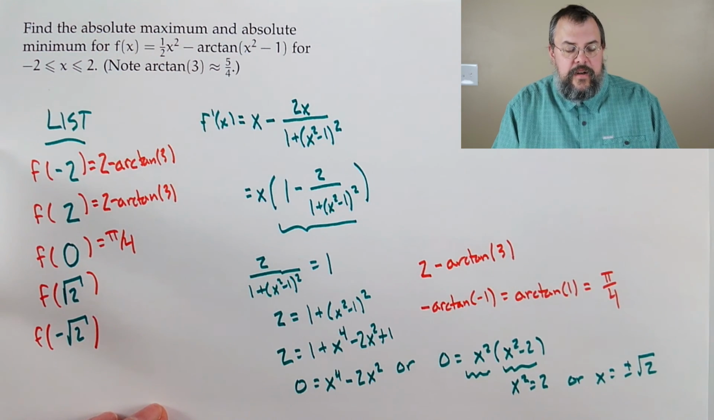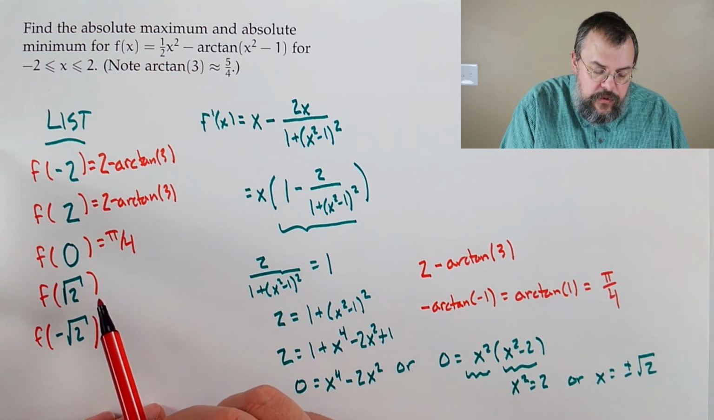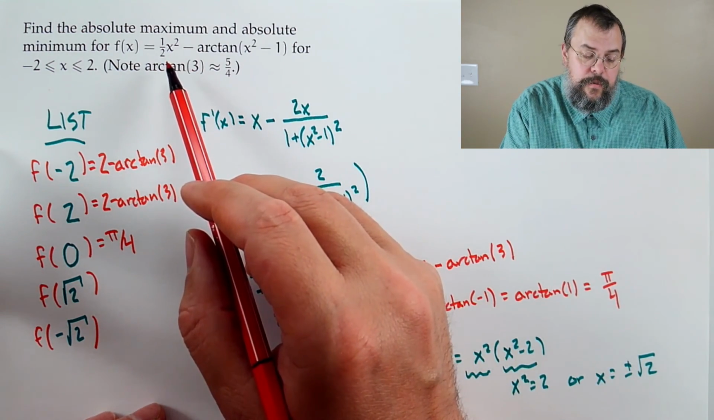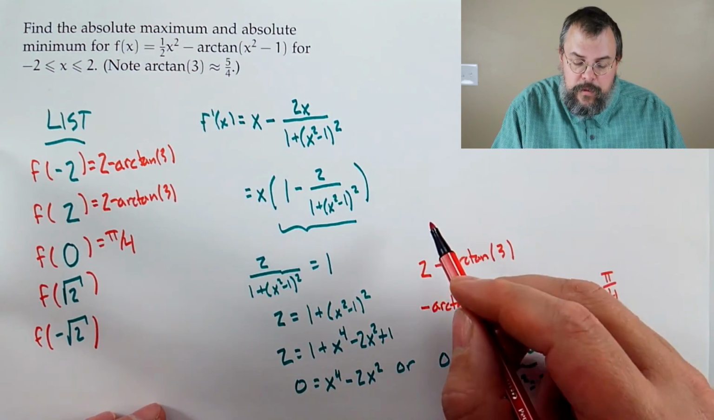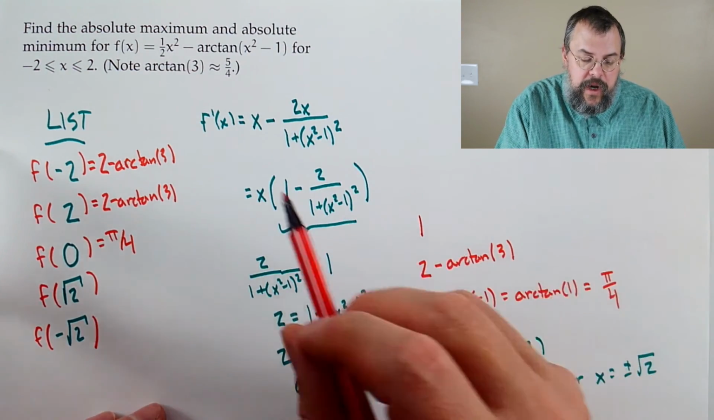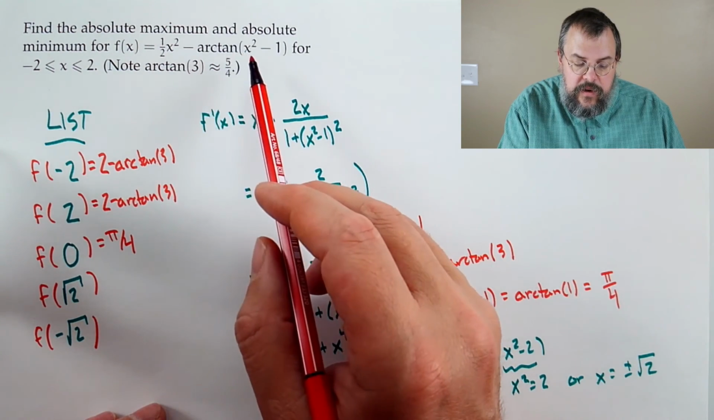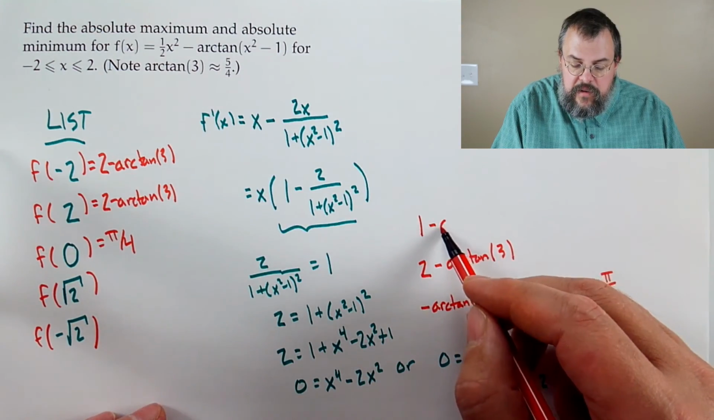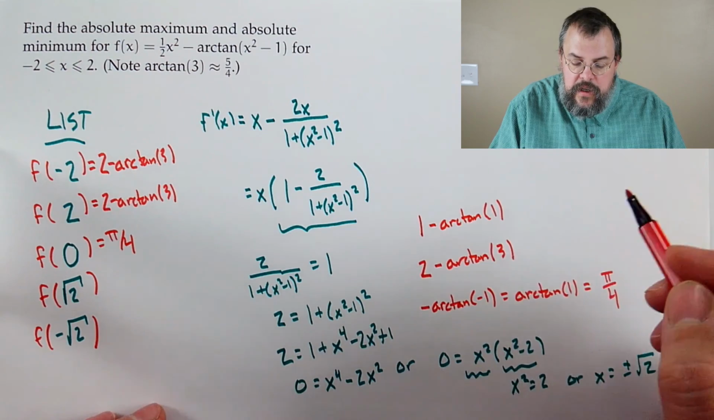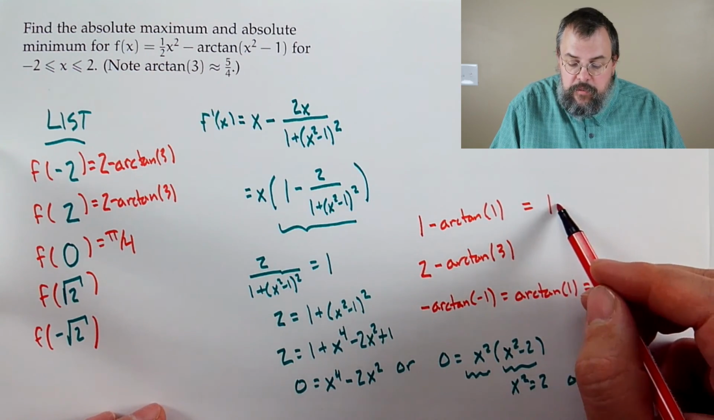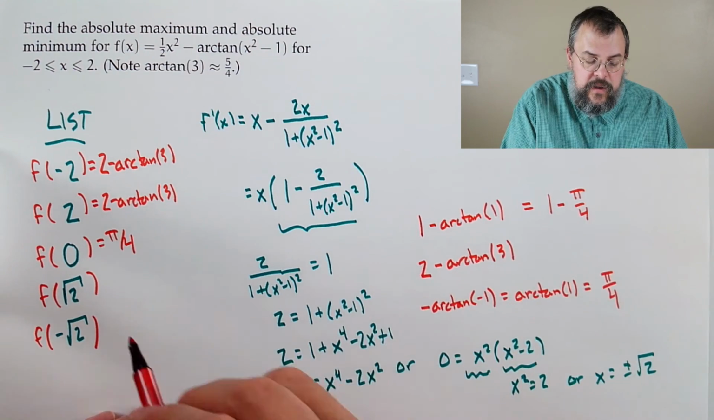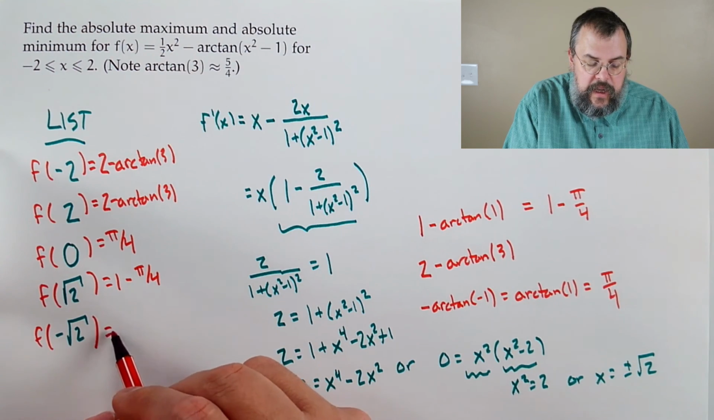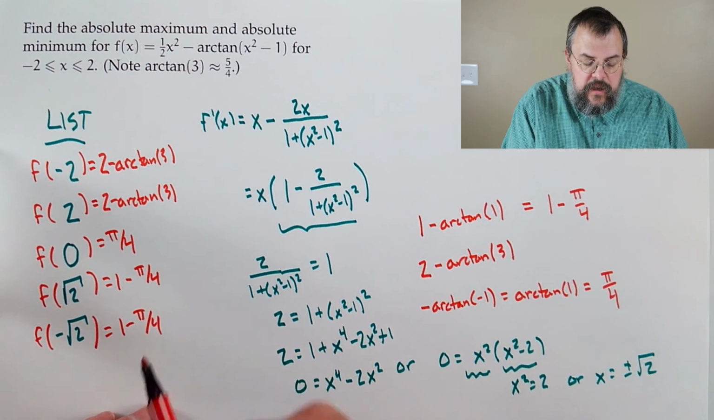All right. Well, now we need to plug in root 2. What is that going to give us? Root 2 squared would be 2, times a half would be 1. Then minus arctangent of root 2 squared minus 1, which is 2 minus 1. So 1 minus arctangent of 1. Well, that's going to give us 1 minus pi over 4. And that's the same as what happens when we plug in negative root 2.